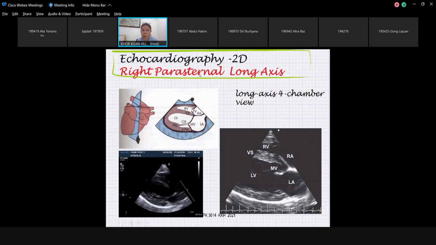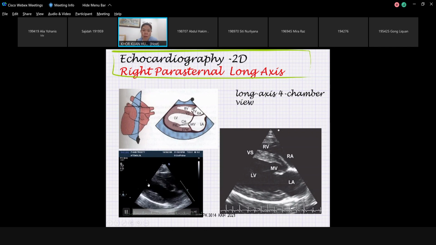2D images, right parasternal long axis view. Dr. Khor always says long. Long means you can see the heart in a long shape. Short axis, I will tell you why. So in the long axis 4-chamber view, that's what it means: I can see left atrium, left ventricle, right atrium, right ventricle.